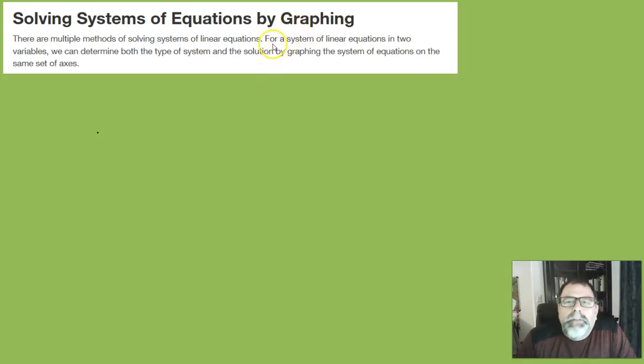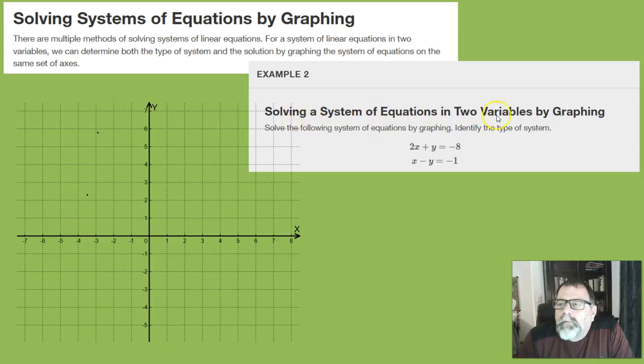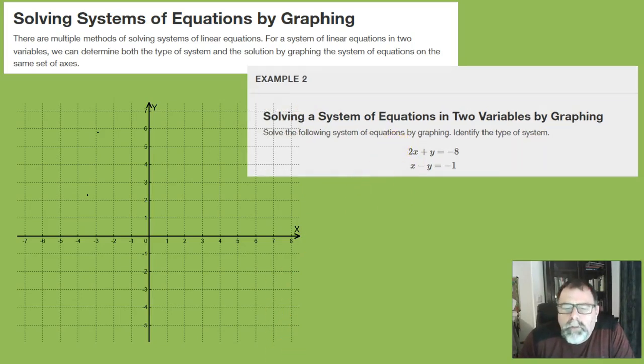So basically, you just graph each line on the same coordinate plane. So for a system of linear equations in 2 variables, we can determine both the type of system and the solution by graphing the system of equations on the same set of axes, right? On the same coordinate plane. All right, let's try one. Solving a system of equations in two variables by graphing. So here are our two equations. We'll call this equation 1 and equation 2.